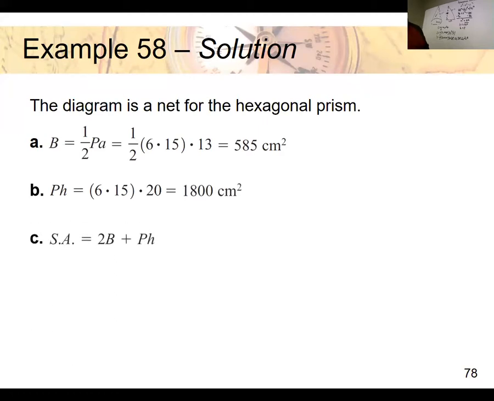And then part C, to find the surface area, we do 2 times the base plus the perimeter times the height. Well, the base was 585 square centimeters, so we do 2 times 585 plus P times H, that's what we came up with in part B, 1,800. And the surface area will be 2,970 square centimeters. Okay, that would be the surface area of the regular hexagonal prism.